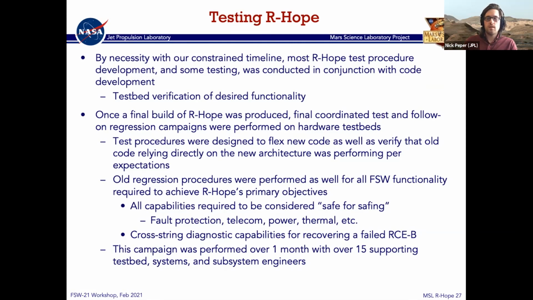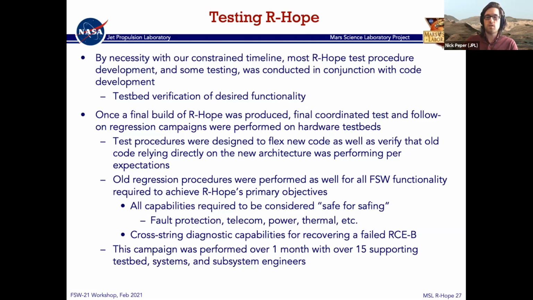But once we did decide that version 2 was good enough, and we sectioned that off as a final build for our RHOPE, we needed to conduct a final coordinated test to ensure that all of our capabilities were in place and that it was safe to run. There were no issues with our large-scale macro functionality. And we achieved that test campaign through 2 major methods.